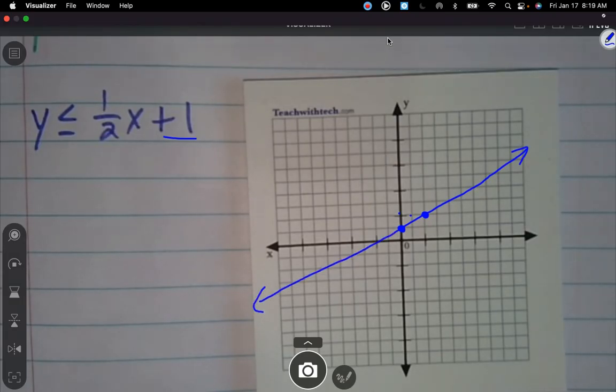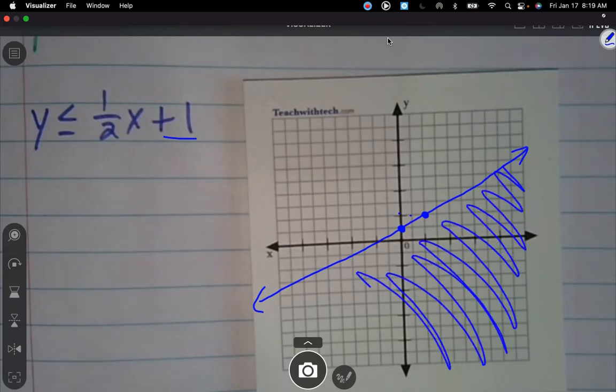Then we have to decide the shading. So it's got the less than sign. So I want you to always think, am I going to go up or am I going to go down? If it's the less than sign, what would you do? Go down. Yeah. All right, you're going to go down. So if I pick a point on here and I'm going to go down, that's the side I would shade. Do y'all understand that? So that's what your picture will look like. You're just going to have some scribble.